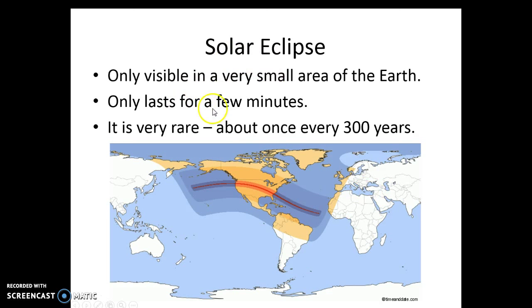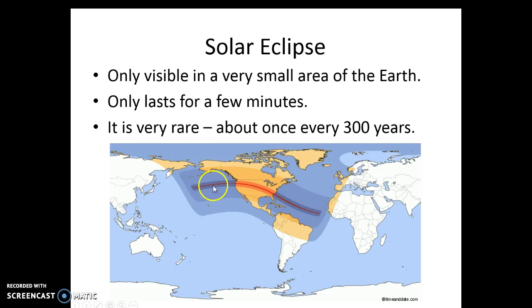A solar eclipse is visible in only a very, very small area of the Earth, and it only lasts for a few minutes. It travels very fast. The shadow travels across the face of the Earth as the Earth turns. It's very rare. On average, it only happens in any given area about once every 300 years. Sometimes more, sometimes less. This map shows an example of a solar eclipse.